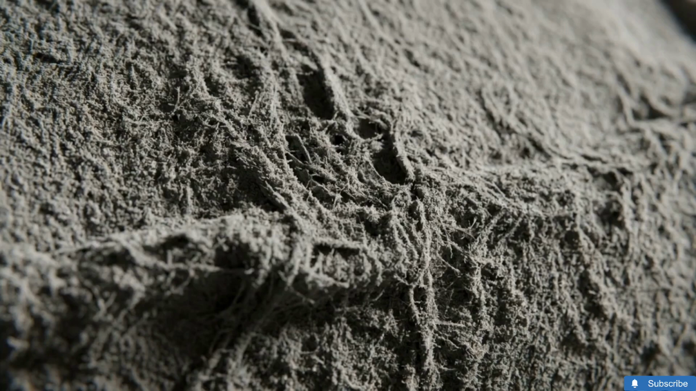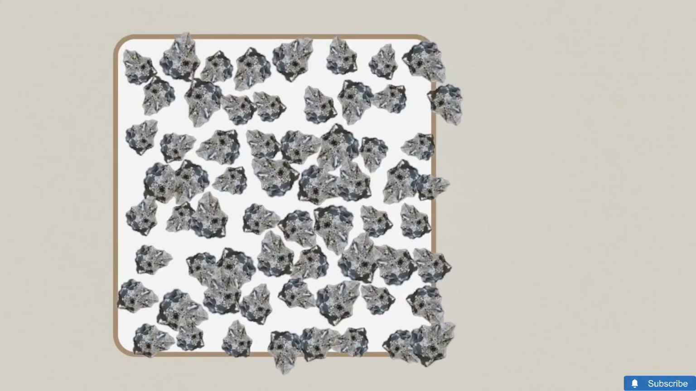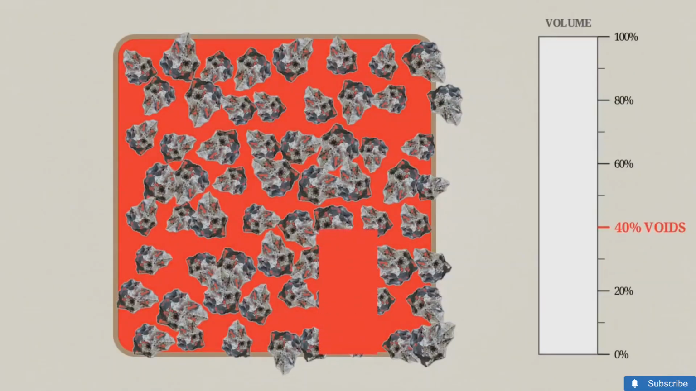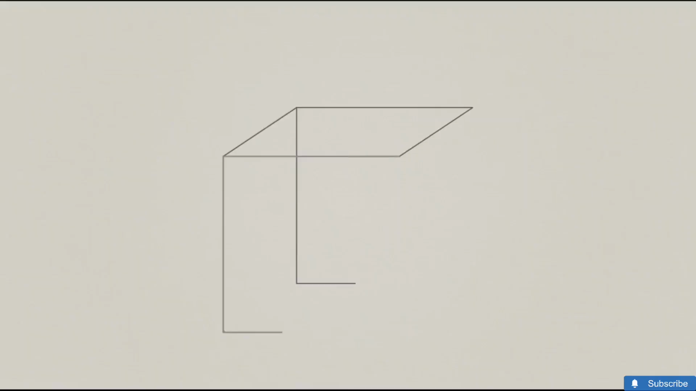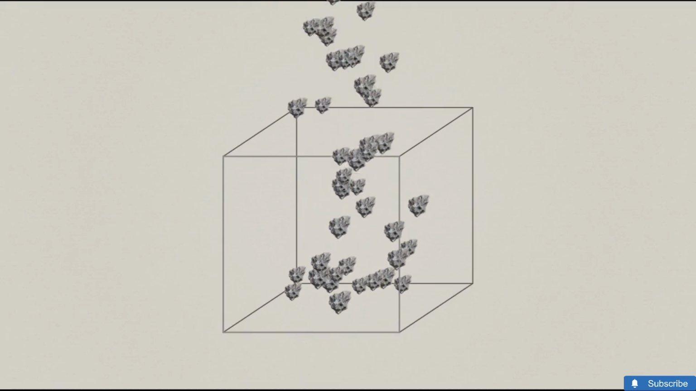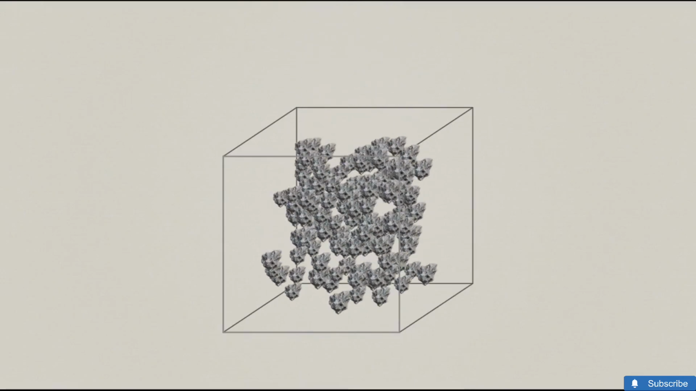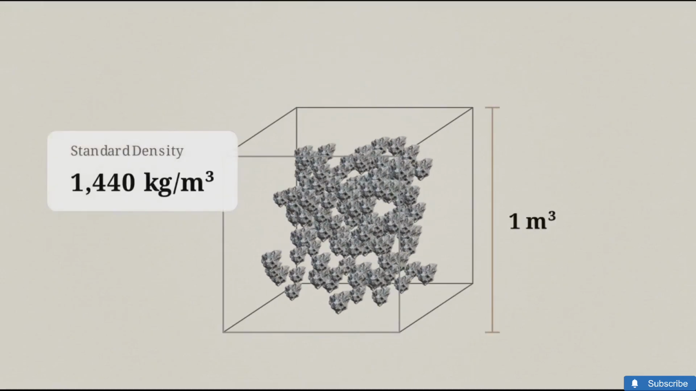That exact weight masks a counterintuitive physical reality. When you look at a full bag, approximately 40% of its internal volume is entirely empty space, or voids, trapped between the powder particles. Civil engineers must account for this empty space when designing concrete mixes. By factoring in these voids, the standard density of raw cement is established at exactly 1,440 kilograms per cubic meter.